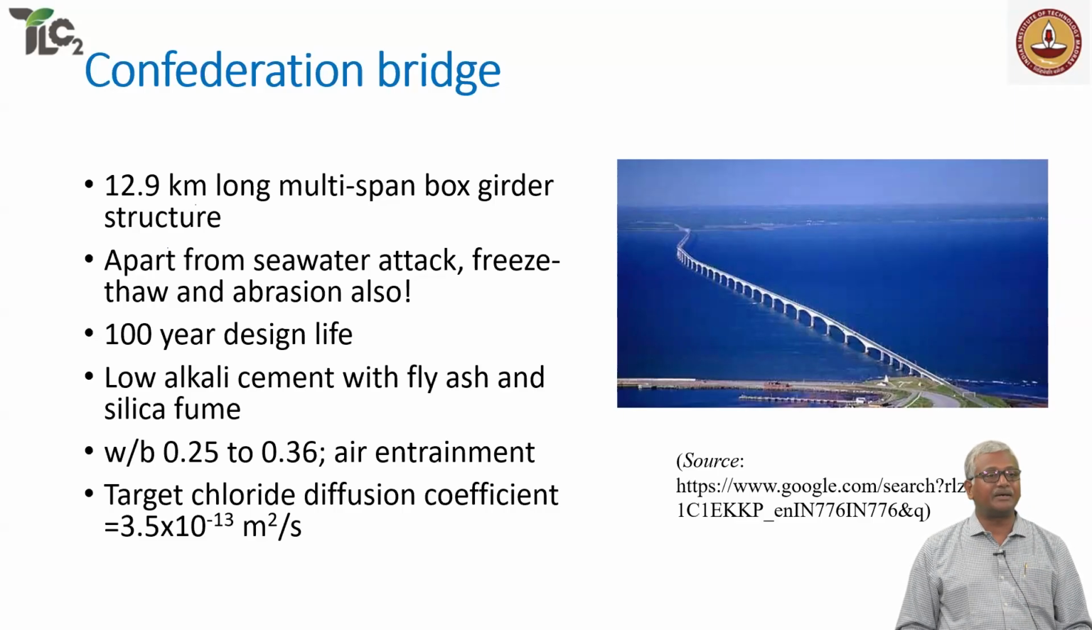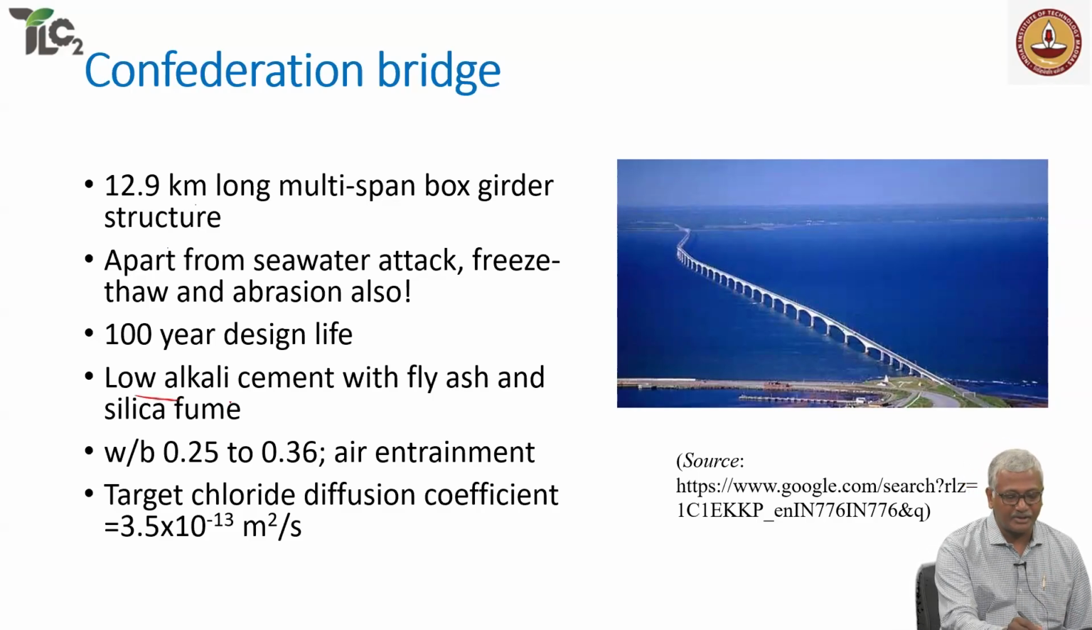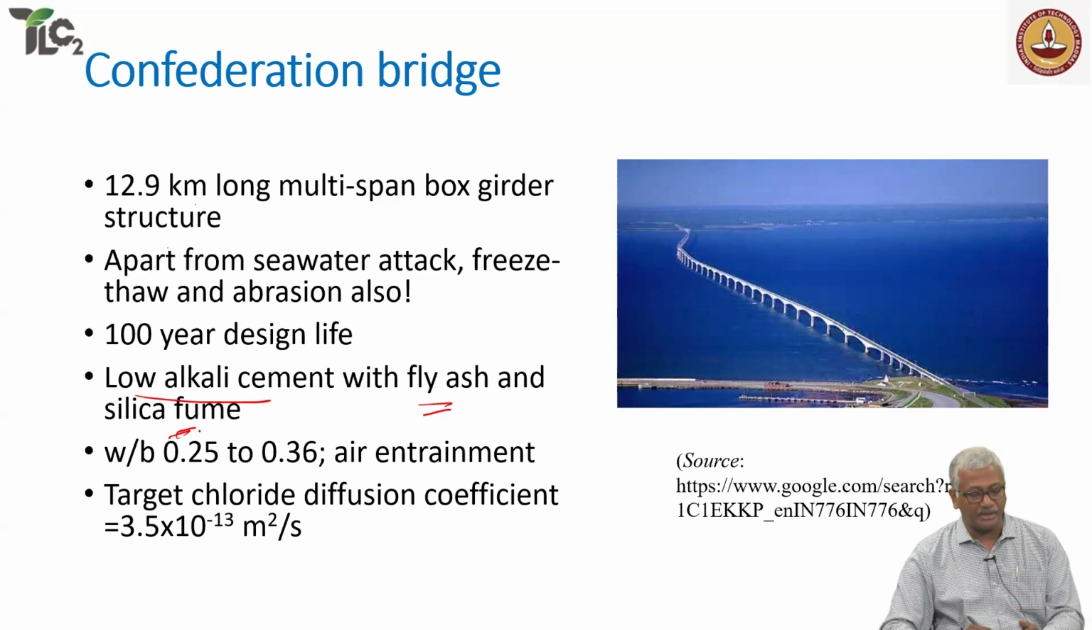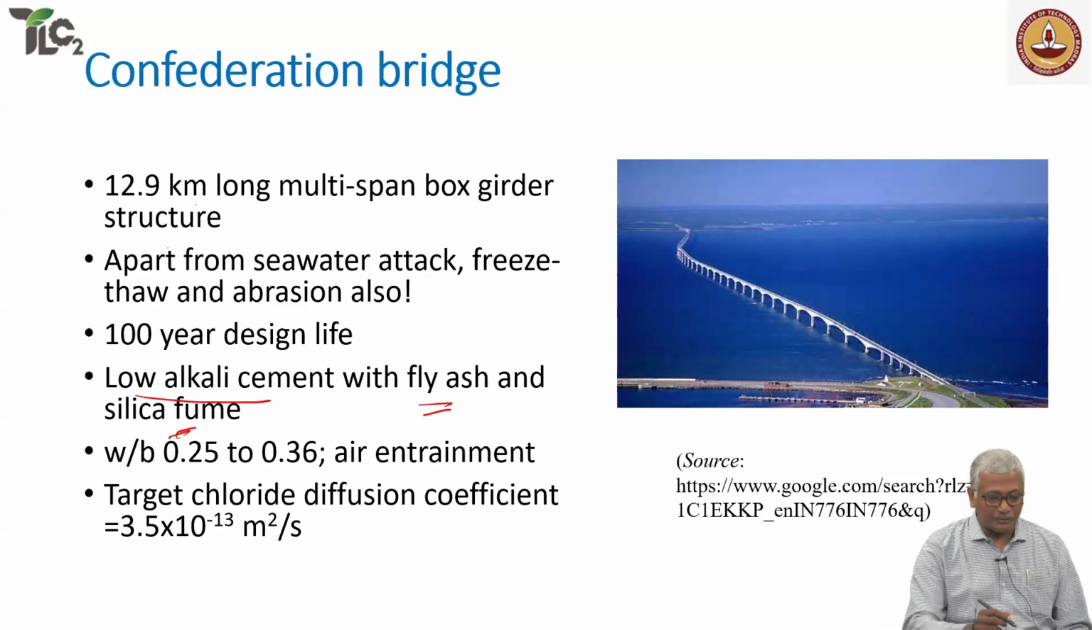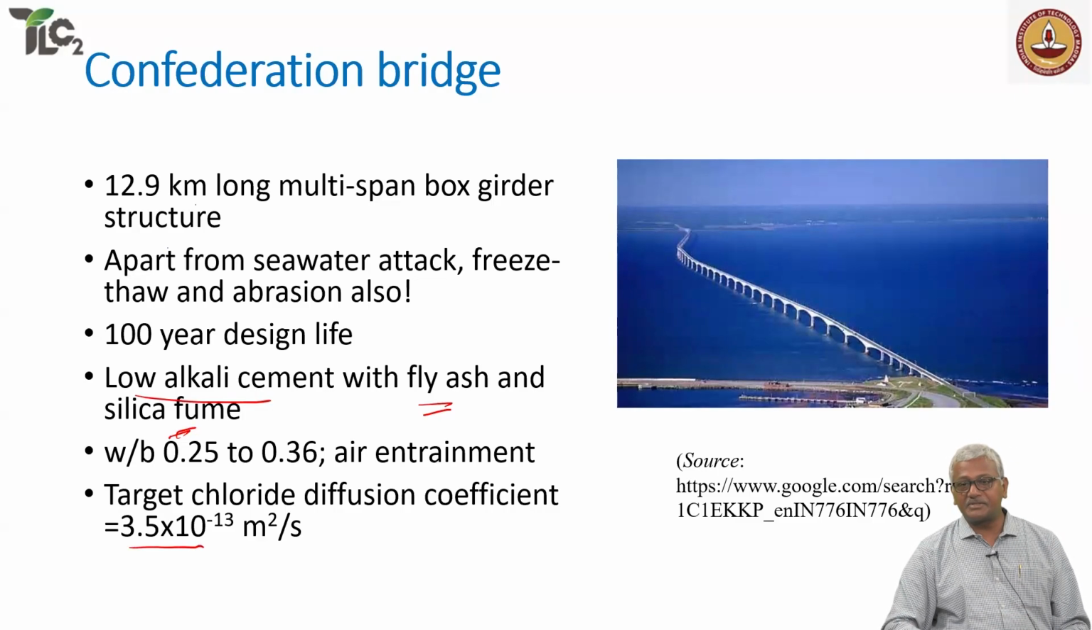To ensure that they are not having any problem of alkali aggregate reaction, they chose a low alkali cement. And then they also used fly ash and silica fume to reduce permeability. Water binder ratio was controlled between 0.25 and 0.36. Air entrainment was used for freezing and thawing resistance. And they had a durability value that they had to match during the project, and that was 3.5 into 10 power minus 13 square meter per second.